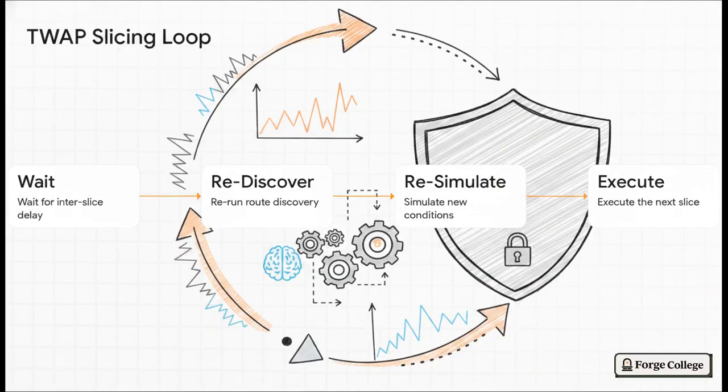But here's the kicker. We don't just blindly slice and send. Because market conditions are shifting every single second, our TWAP loop is actually adaptive. It waits, sure, but then it completely reevaluates and resimulates the entire market before executing the next slice. This is huge because it completely prevents us from blindly executing on a route that might have been great just 5 seconds ago, but has suddenly gone totally sour. It's smart, it's defensive, and it's highly adaptive.